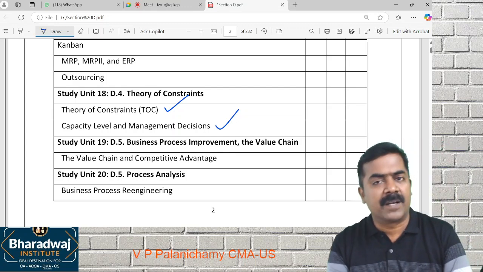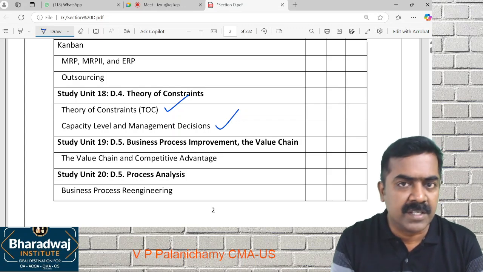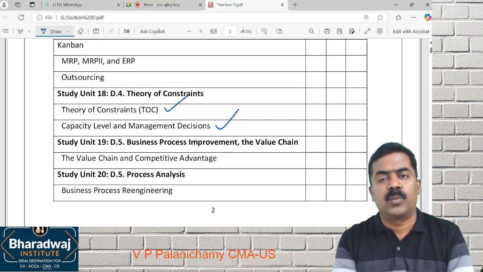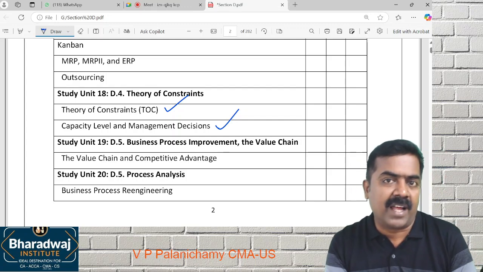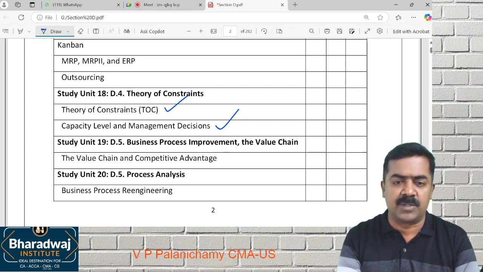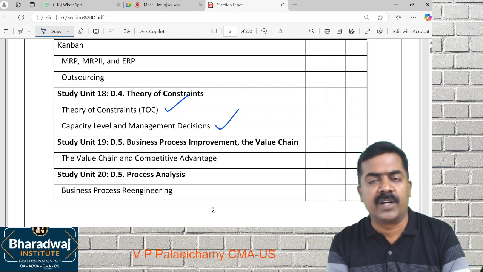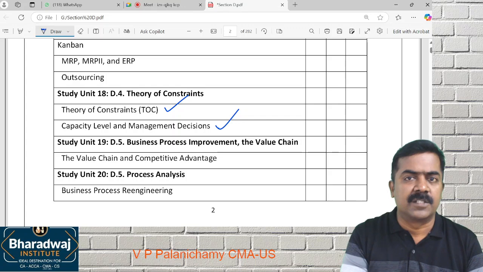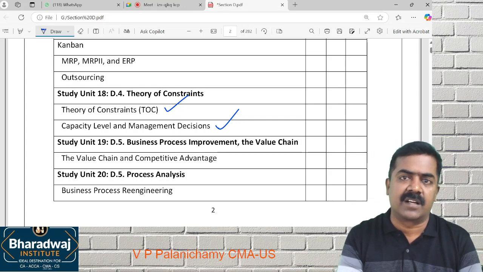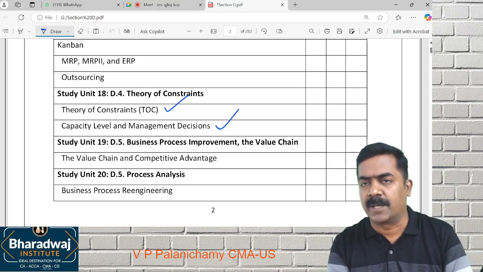Then we prepare a budget. Based on the budget, we think this much of capacity can be used. That is called planned actual capacity. All these are required for taking a pricing decision, like whether to sell the product at this price or not, whether to shut down the factory or run the factory. For all these things, these capacities are required.